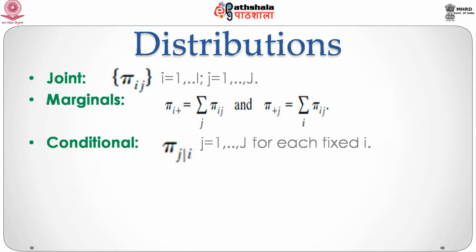We can use this to define the conditional distribution. So for example, pi of j given i is the probability that an individual falls in the classification j for the second variable given that the person is known to be in classification i for the first variable. Of course, pi of j given i is pi ij by pi i plus.